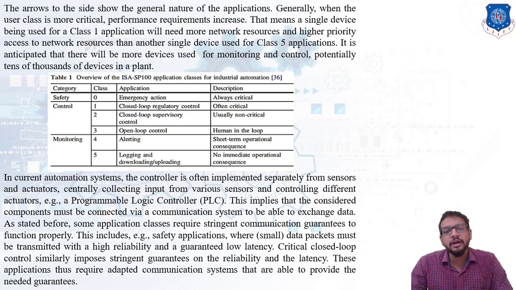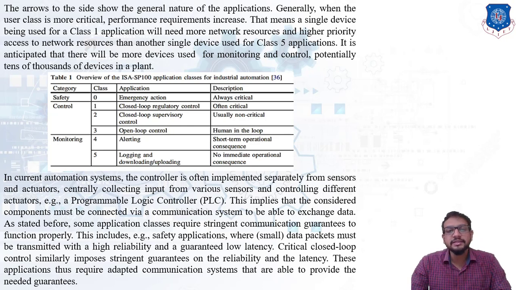Now in the current automation system, the controller is implemented separately from the sensors and actuators, and centrally it collects all the data from the sensors and controls the different actuators. For example, a programmable logic controller is one type of controller. So this indicates that the considered components must be connected via a communication system. This represents the need for a communication system to be able to exchange the data.